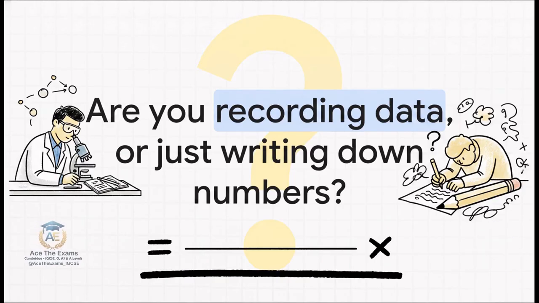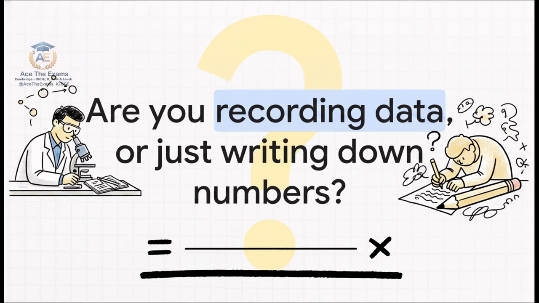Are you truly analyzing and recording scientific data? Or are you just scribbling numbers on a page, desperately hoping to pick up a stray mark so you can finish the paper and go home? There is a massive, fundamental difference between those two approaches. In the world of physics, and especially in the eyes of a Cambridge examiner, that difference is literally the line between guessing and knowing. It's the difference between an average grade and absolute mastery.